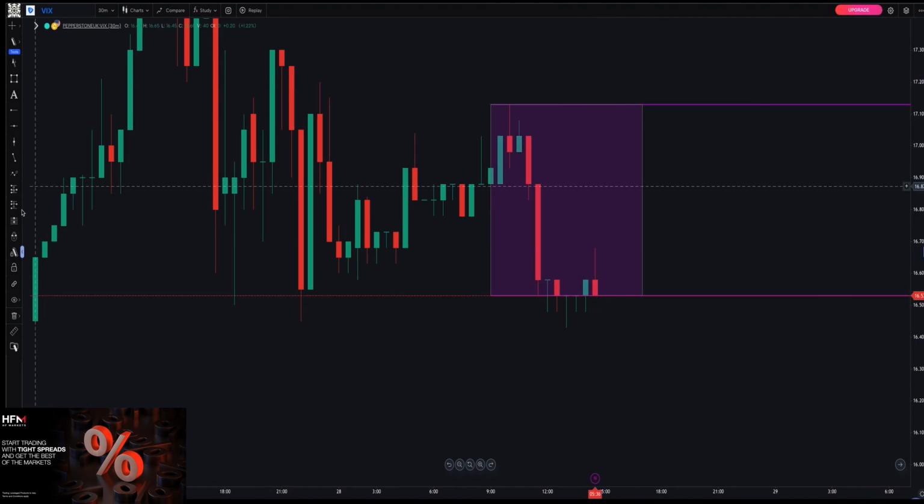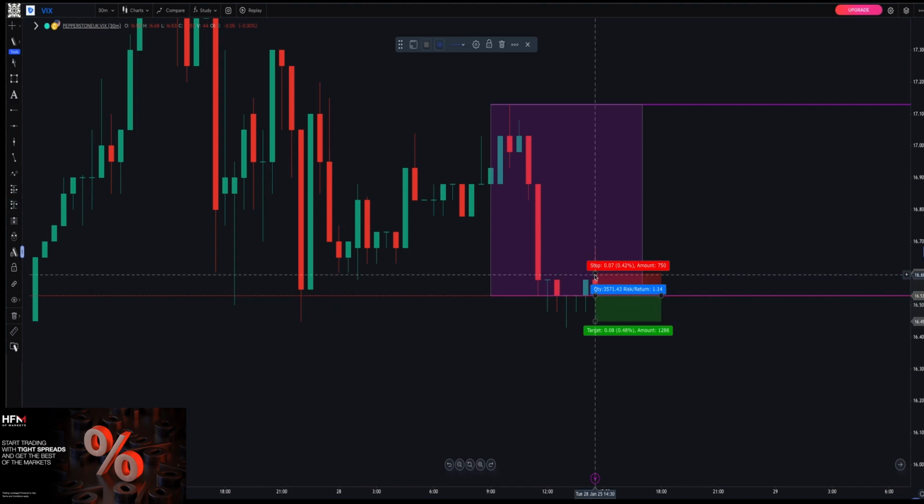If that red candle prints and closes as it is, you will see that it has a long rejection wick on top, meaning there is selling pressure for this VIX index. Okay, so you can place your sell if this candle closes like this in the next 30 minutes. If it closes like this, you put your sell right here. And where would your stop loss be?